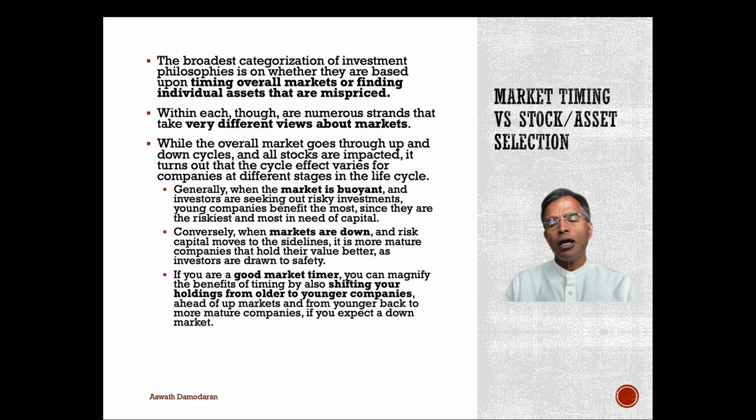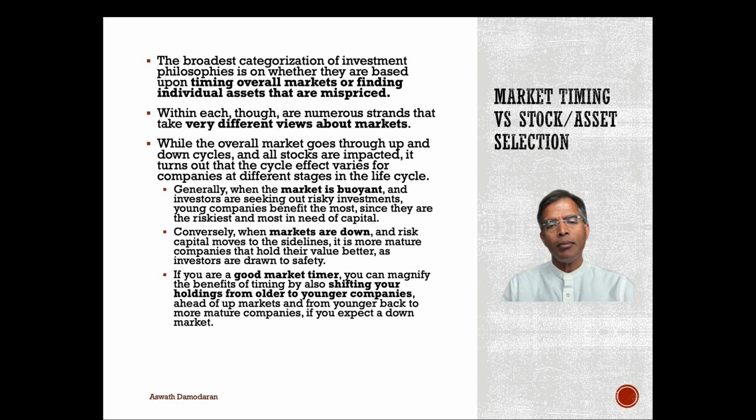Now, if you think about market timing versus stock selection, market timing shows up in the asset allocation component. Stock selection shows up in what you buy within each asset class. And they're very different philosophies, and they represent very different views about market mistakes. While the market goes up and down, you're saying, where does the life cycle come into play? It comes in indirectly. When markets are up, it turns out that the riskiest investments benefit from buoyant, upbeat markets. When markets are down, it's the more mature companies that hold their value better.